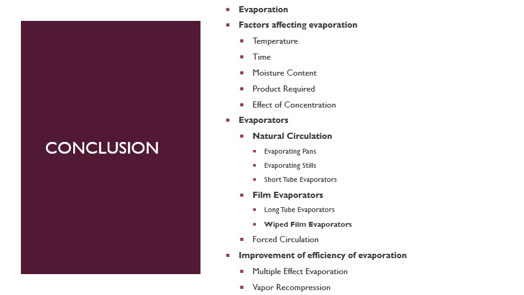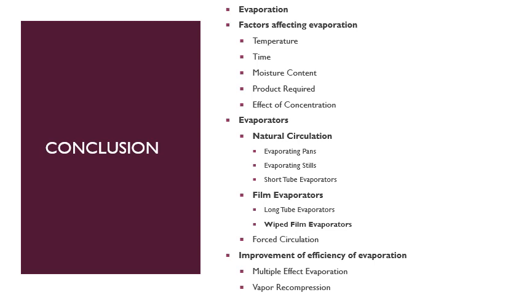Then come the different types of the evaporators. We have different types of evaporators for different types of materials. Depending upon the cost effectiveness, we can use the different types of evaporators. Majorly there are three types of evaporators. Number one are the natural circulation evaporators, second are the film evaporators, and the third are the forced circulation evaporators.